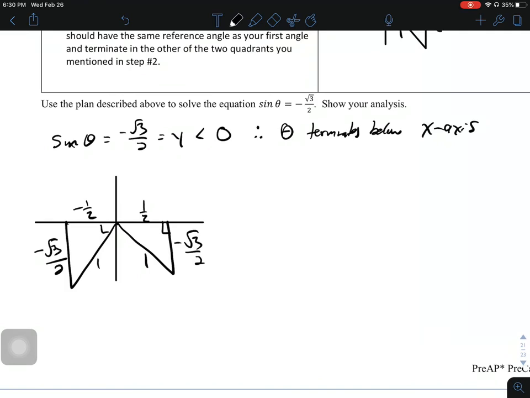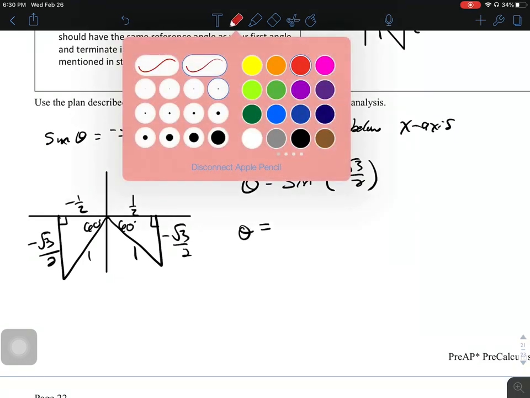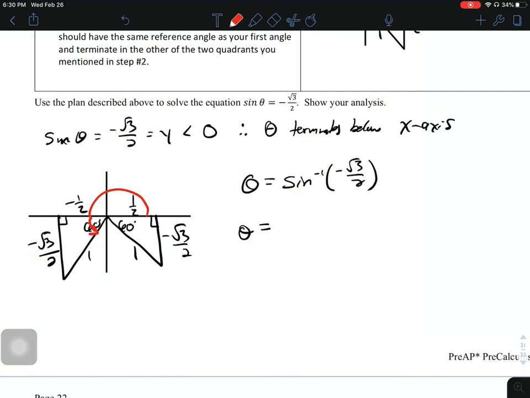Opposite the large leg is the bigger angle of 60 degrees. So the reference angle is 60 degrees. Theta, which is sine inverse of negative square root of 3 over 2, we are saying that that is going to be 180 plus 60, which is 240 degrees, and 60 degrees short of 360, which is 300 degrees.